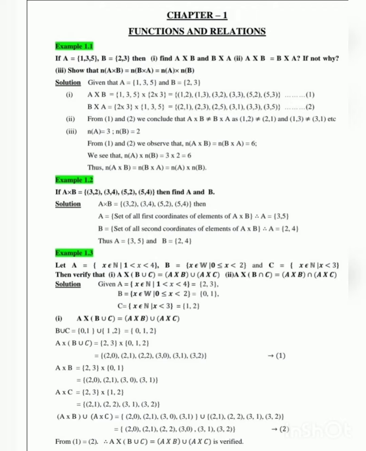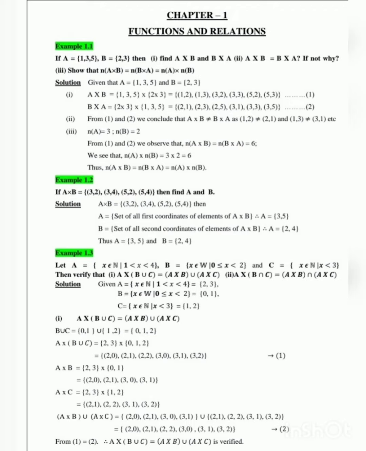(1, 3), (3, 2), (3, 3), (5, 2), (5, 3). This is A × B. And the other one, B × A, is equal to {2, 3} × {1, 3, 5}, which is (2, 1), (2, 3), (2, 5), (3, 1), (3, 3), (3, 5). This is B × A.